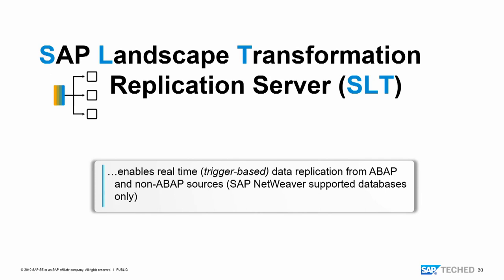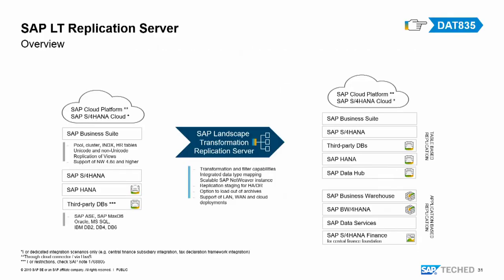We put database triggers on the tables that we want to replicate with SLT, and they capture any insert, update, or delete operation and store the information in a logging table. SLT then checks the logging table and takes the delta records to the target. That's the idea of SLT.